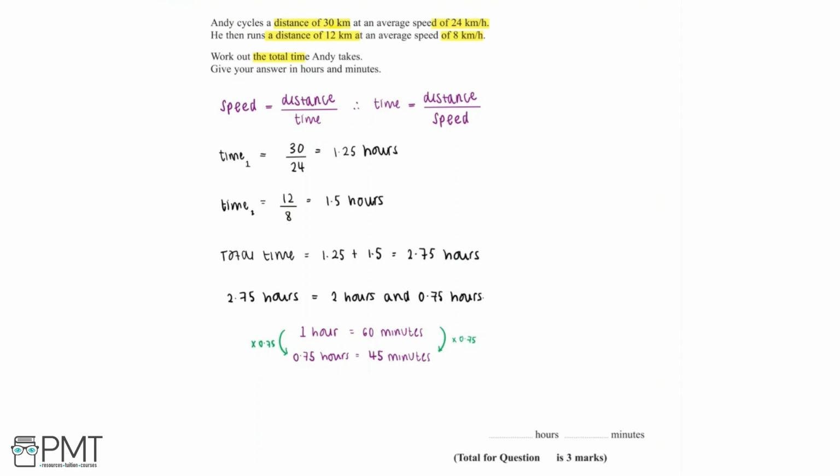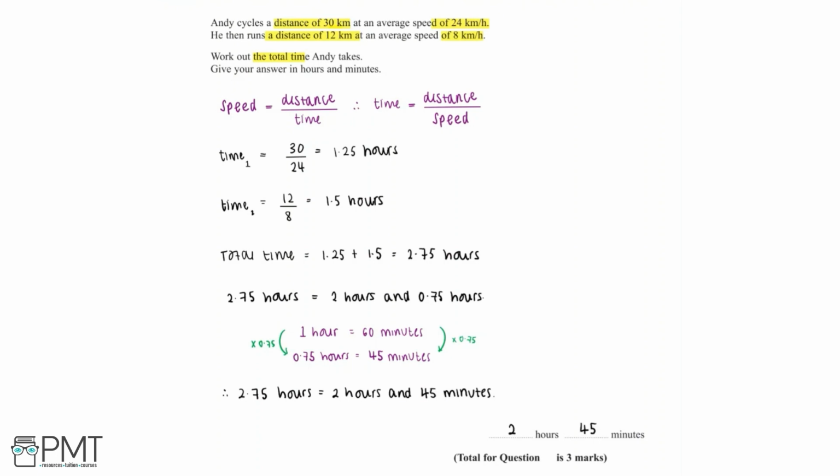We need to find out the total time that Andy takes in hours and minutes. We found that he takes 2.75 hours in total, but now we can say that 2.75 hours is equivalent to 2 hours and 45 minutes. And so we've found that the total time Andy takes is equal to 2 hours and 45 minutes.